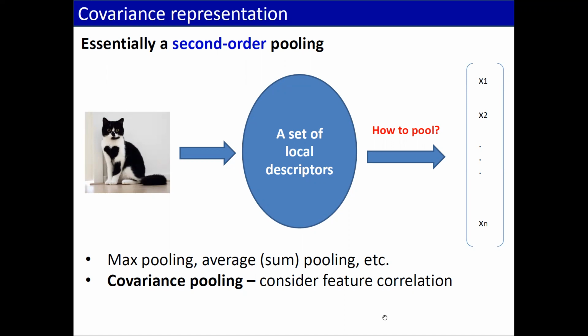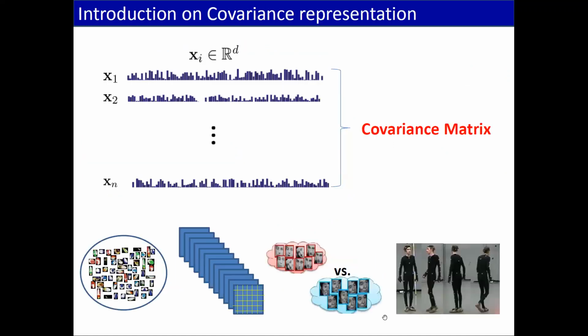So this gives rise to covariance pooling. We call it second-order pooling because it considers the correlation among different channels. So this brings the covariance matrix-based feature representation. Actually, covariance matrix-based feature representation was proposed much earlier than deep learning. At the beginning, the covariance matrix was just estimated from the pixel values or from the gradient of intensity values of an image.